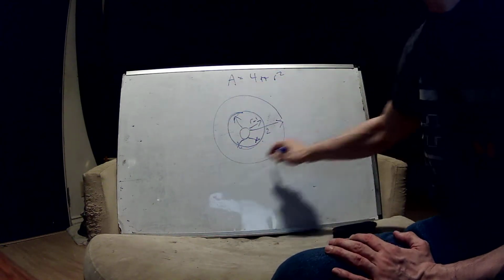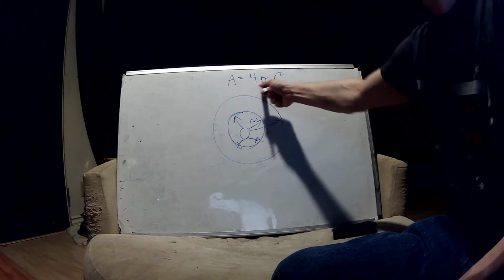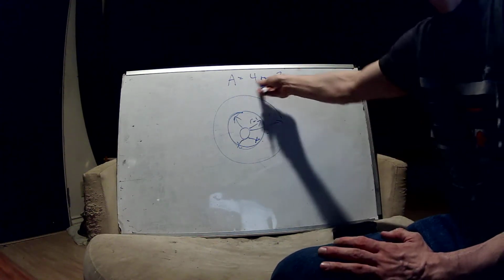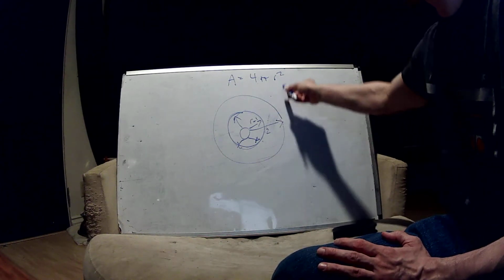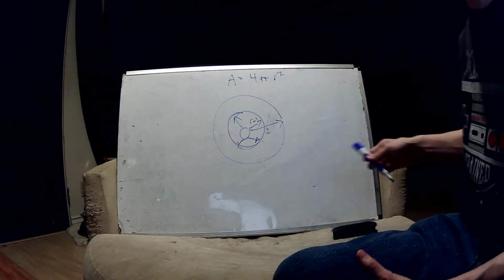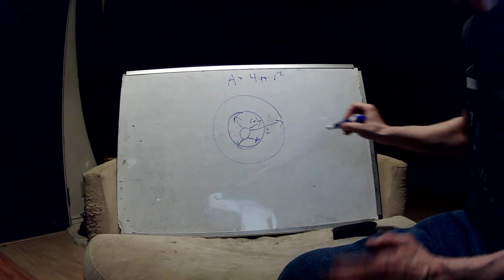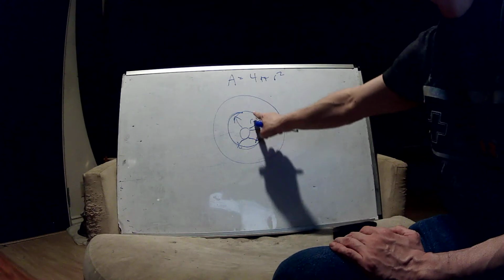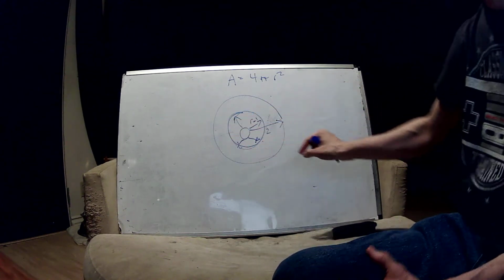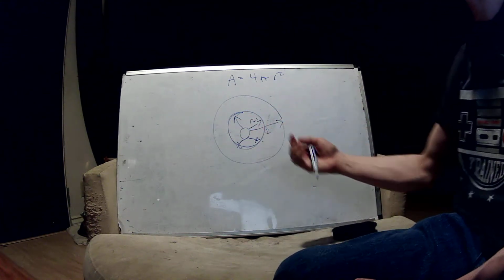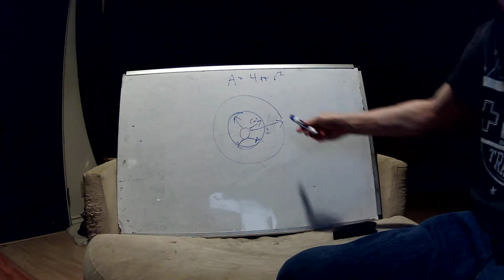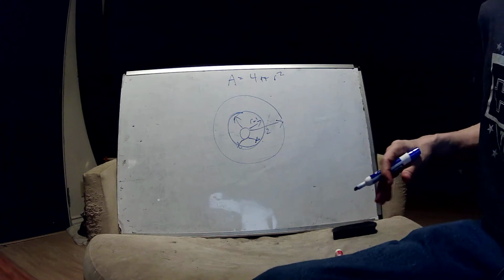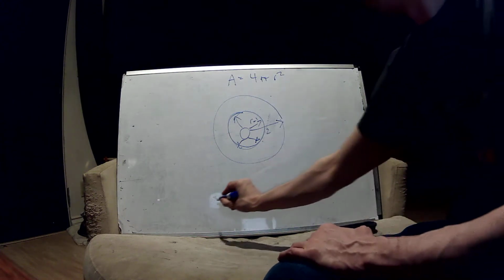How much bigger is the surface area of this sphere? Well, 4 pi times 1 squared is 4 pi, right? 4 pi times 2 squared, 2 times 2 is 4, 4 times 4 is 16. And so the surface area of this sphere is 4 times the surface area of this sphere, even though the radius only increased by a factor of 2, right? Because the area depends not on the radius, but the square of the radius.